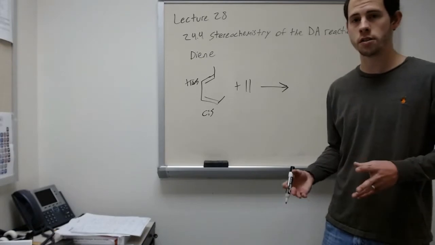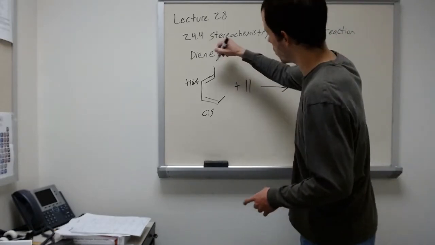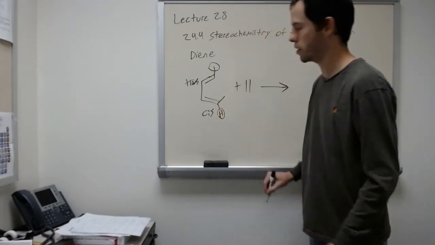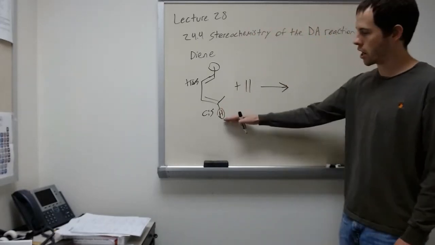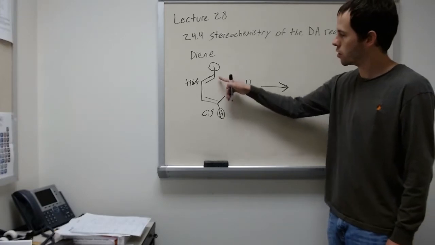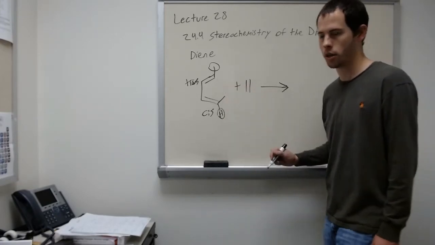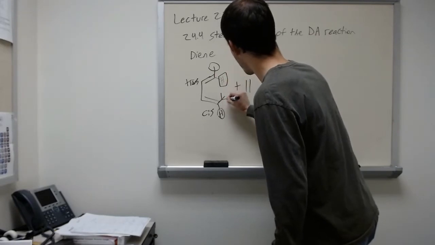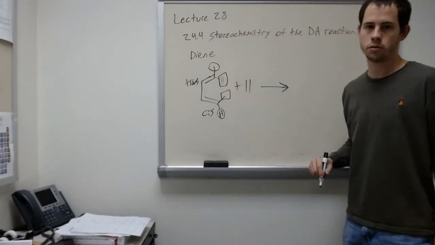Think about what I just said a minute ago. Whatever's pointed up here and down here are going to be on the same side, which is a hydrogen in this case. And then whatever's pointed in towards the middle is going to be on the same side, which ends up being those two groups there.